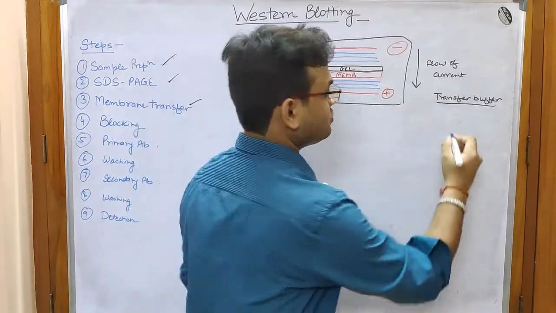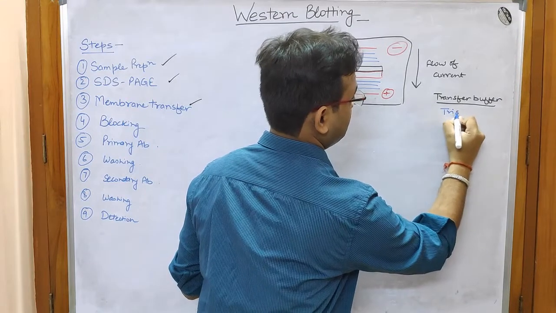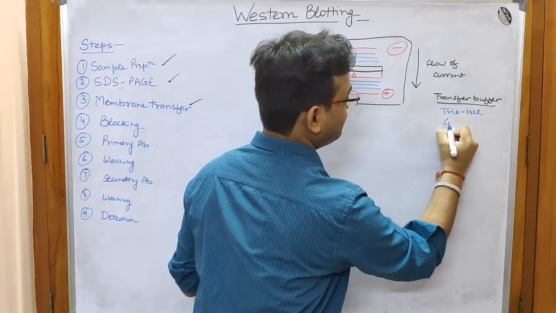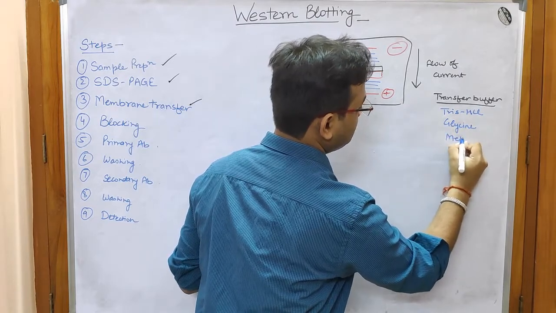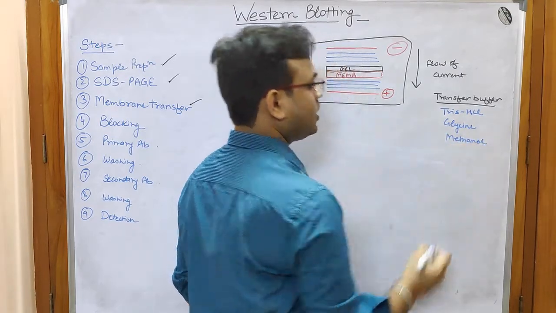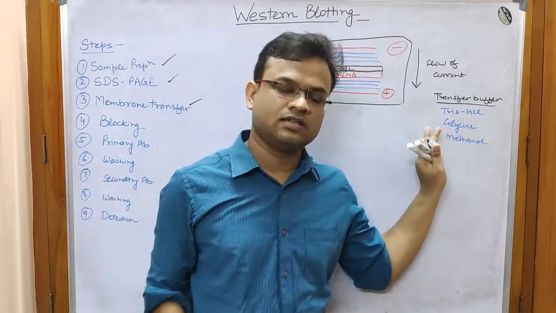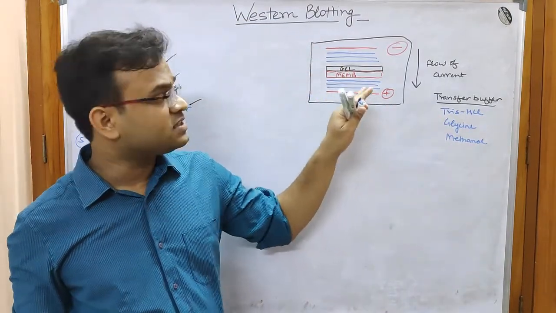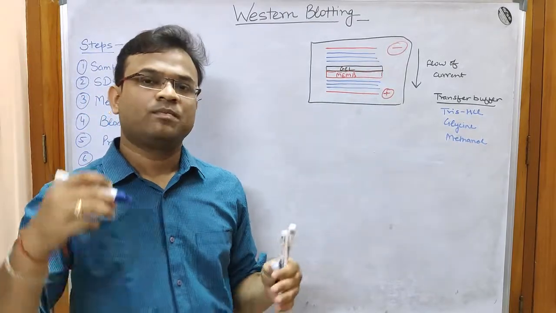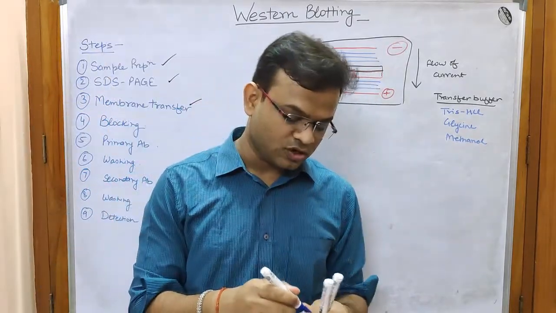Now what are the components of transfer buffer? Transfer buffer comprises Tris, glycine, and methanol. We will discuss the role of these, but let us first discuss how the proteins are transferred from the gel to the membrane.